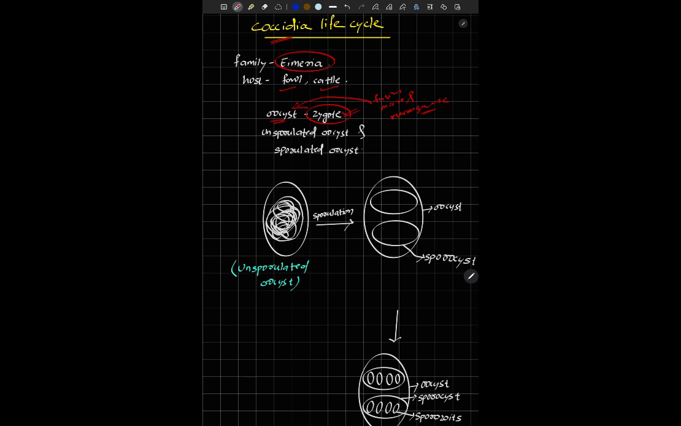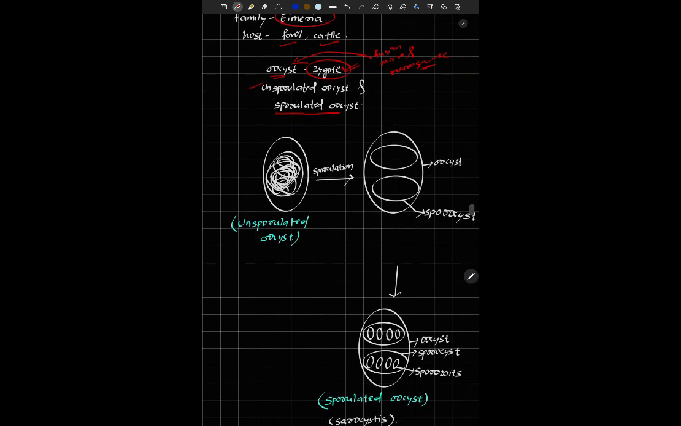Then what is the difference between unsporulated oocyst and sporulated oocyst? So this is the unsporulated oocyst, which will undergo sporulation in contact with the environment in most of the species. After sporulation, what will occur? This is the oocyst, which is almost similar to a zygote.